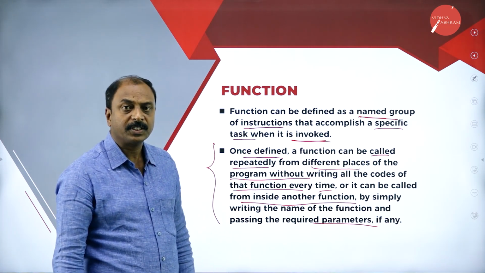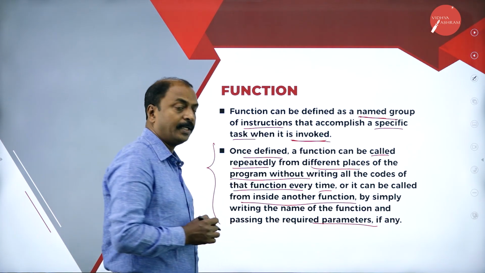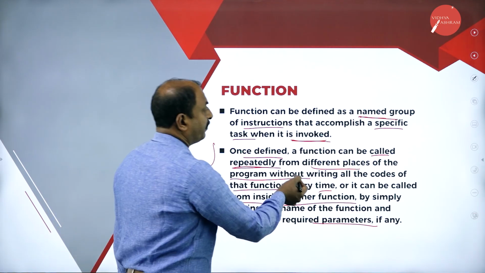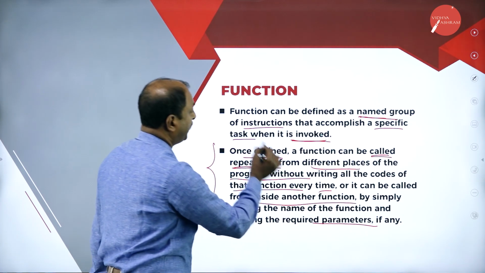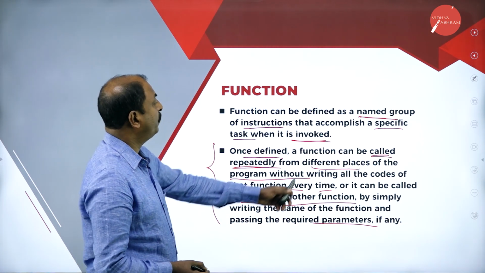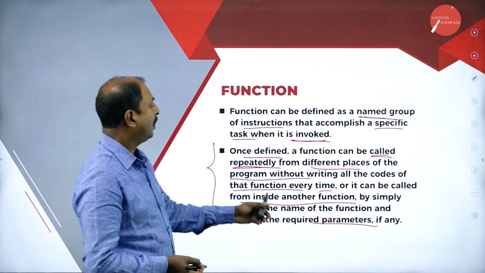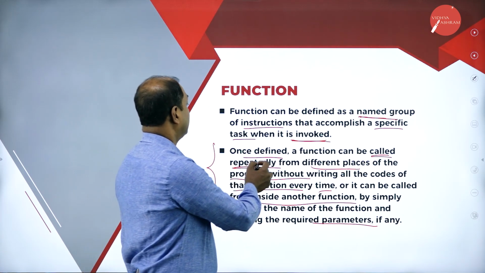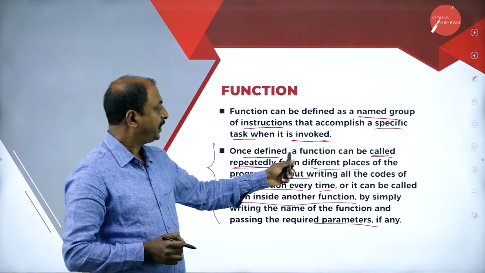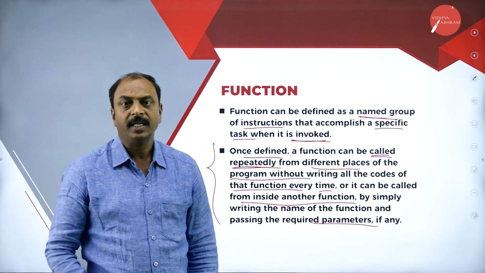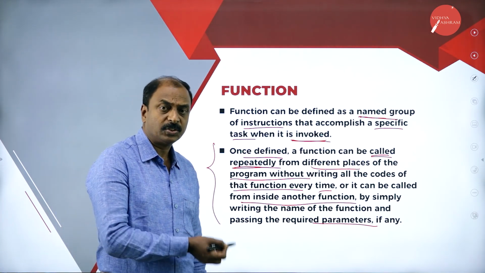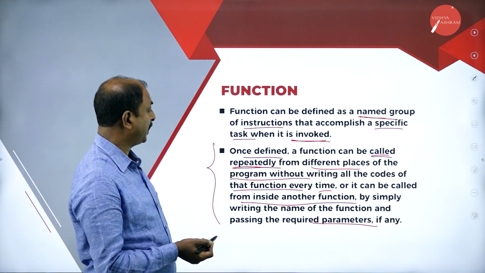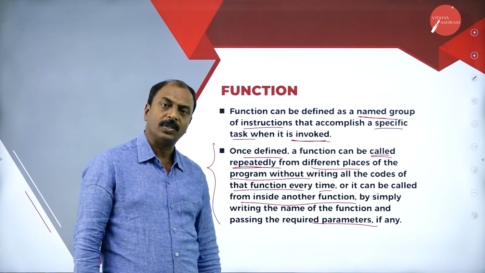So what is the feature of a function? Once the function is defined, means once we have written the function for one particular task, same function we can call repeatedly n number of times at different places, within the program, even in different other programs. So that is the feature of a function. Once the function is written, same function can be used elsewhere, either inside the same program or even maybe in a different program. That is one of the features of function.